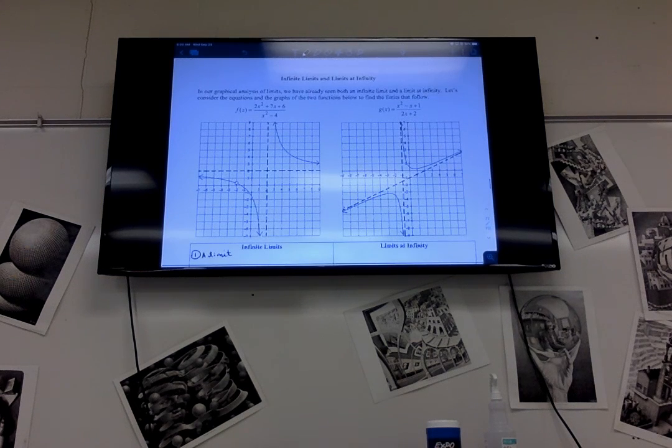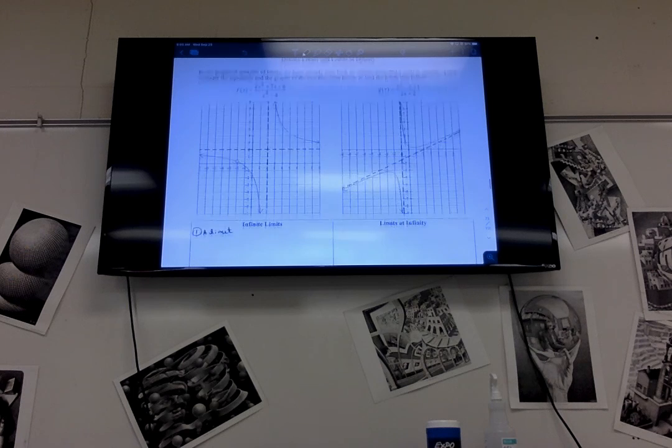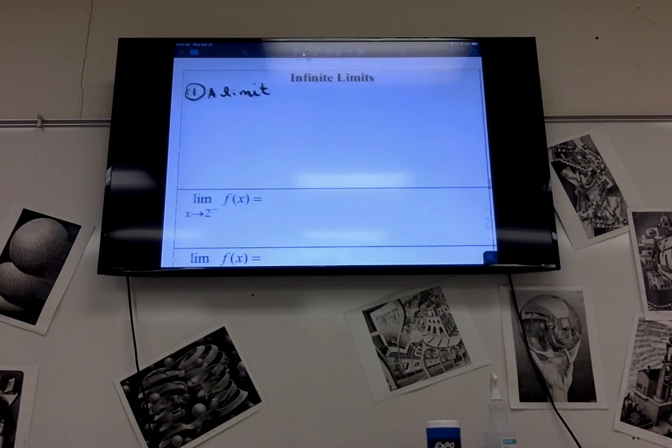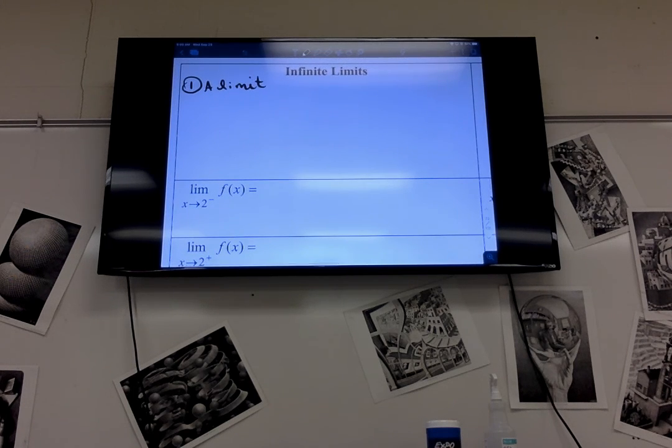Harvey, we're on these notes. And we're going to fill out number 1 here for infinite limits. Do you think he actually prints these out? I have no idea. I printed them out.